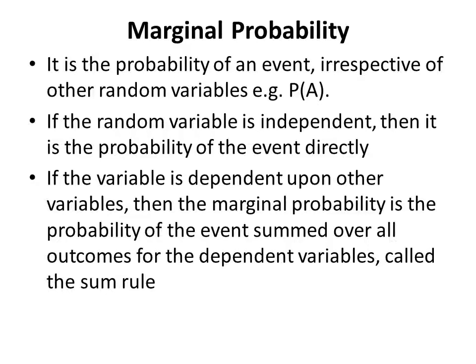If the random variable is dependent upon other variables, then the marginal probability is the probability of the event summed, that is, performing addition, over all outcomes for the dependent variables. So it is the probability of the event summed over all outcomes for the dependent variables. This summation is called the sum rule.